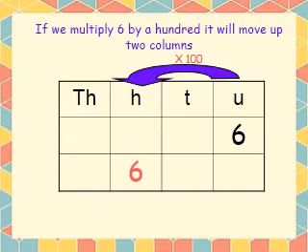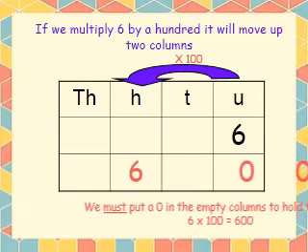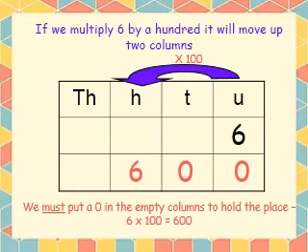Now what if I'm multiplying by 100? If I'm multiplying 6 by 100, it will move up 2 columns to the hundreds digit. So the 6 will be in the hundreds digit and 2 zeros are going to be one in the tens and the other in the units. I'm going to take another example. Suppose we have 8. If I multiply the 8 by 100, it's going to be the 8 in the hundreds digit and 2 zeros, one in the tens and the other in the units.